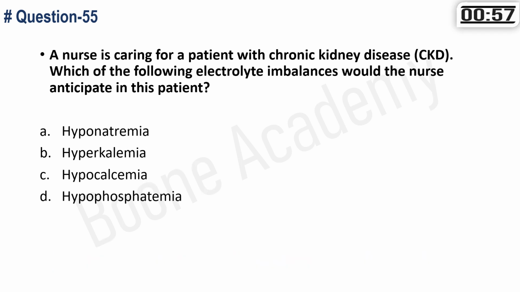Question 55. A nurse is caring for a patient with chronic kidney disease, CKD. Which of the following electrolyte imbalances would the nurse anticipate in this patient? A. Hyponatremia. B. Hyperkalemia. C. Hypocalcemia. D. Hypophosphatemia. You have 1 minute to answer your question.